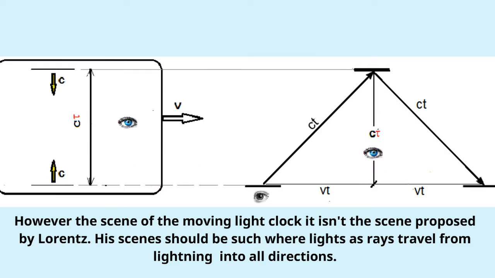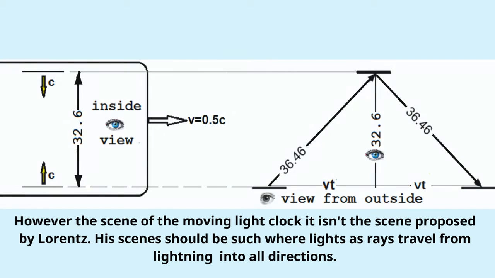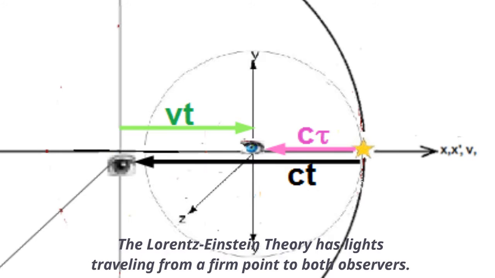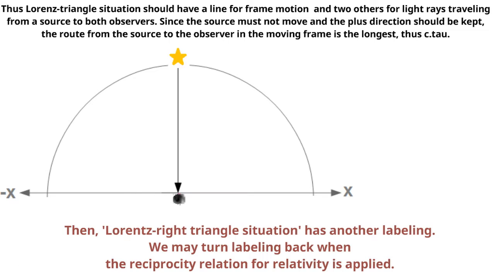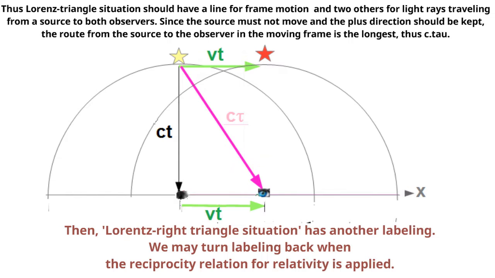However, the scene of the moving light clock isn't the scene proposed by Lorentz. His scenes should be such where lights travel as rays travel from lightning into all directions. The Lorentz-Einstein theory has lights traveling from a firm point to both observers. Thus, the Lorentz triangle situation should have a line for a moving frame and two others for light rays traveling from a source to both observers. Since the source must not move and the plus direction be kept, the route from the source to the observer in the moving frame is the longest, thus C tau.